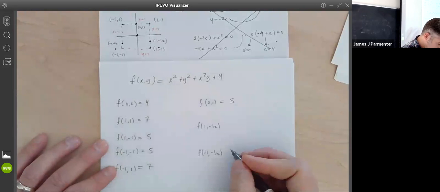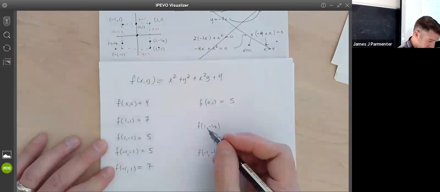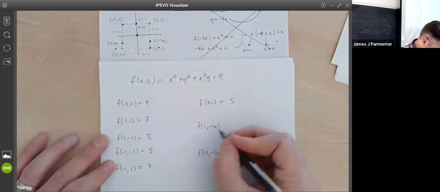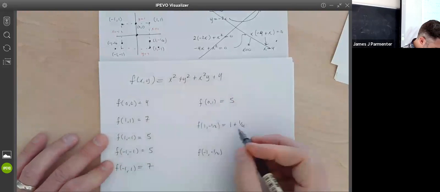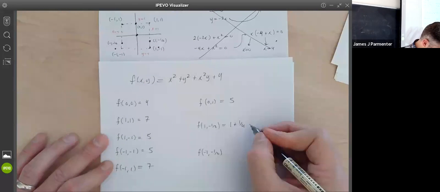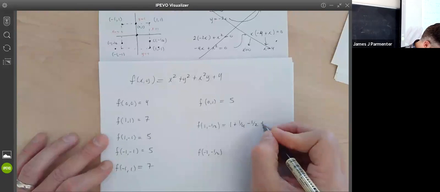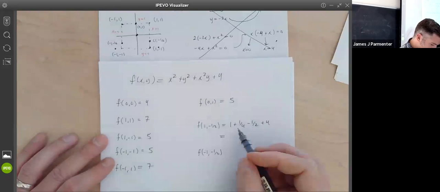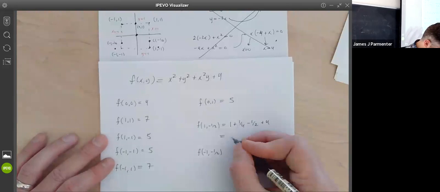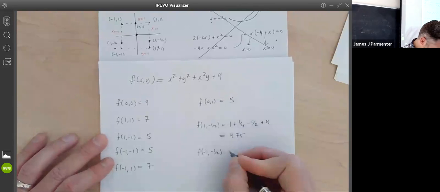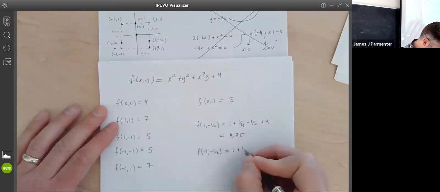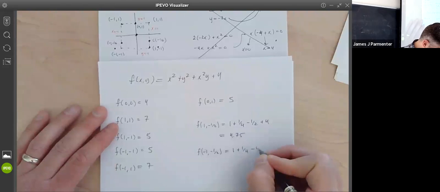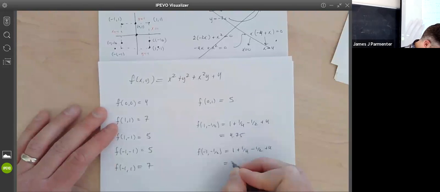And then these ones we have to do a little more thinking when we plug them in. So we're going to get, let's see, f of 1, -1/2 is going to be 1 plus 1/4. 1 times -1/2 is -1/2 plus 4. That's going to be 1.25 plus .75 would be 4.75. And I think we get the same thing here, but let's check. We're going to get 1 plus 1/4 minus 1/2 plus 4, which is 4.75.